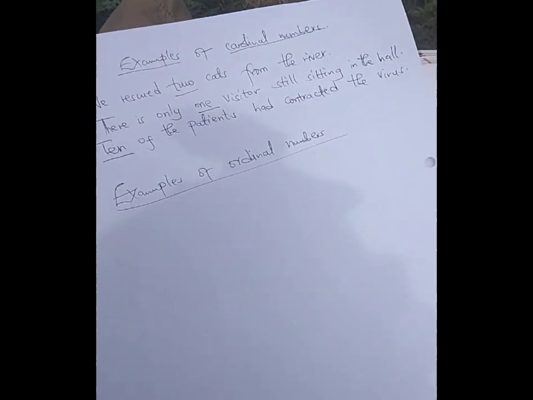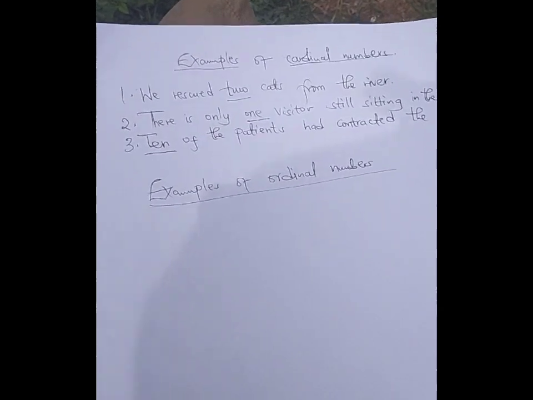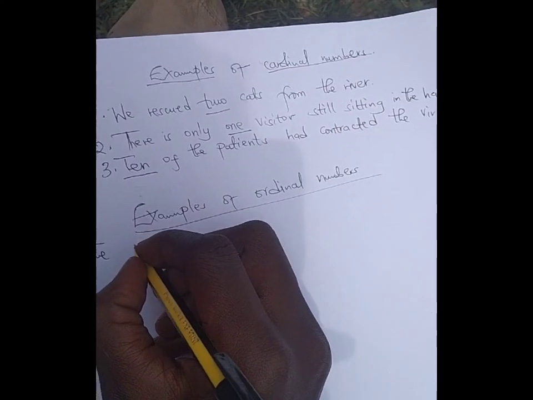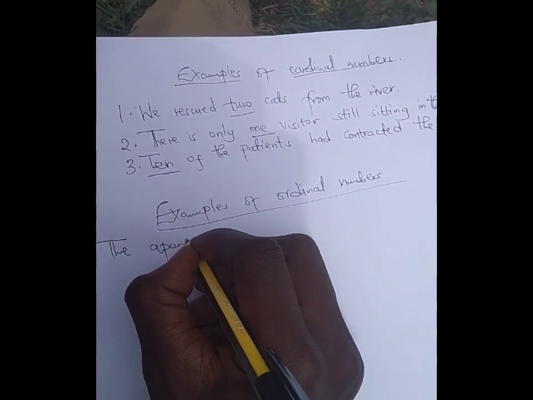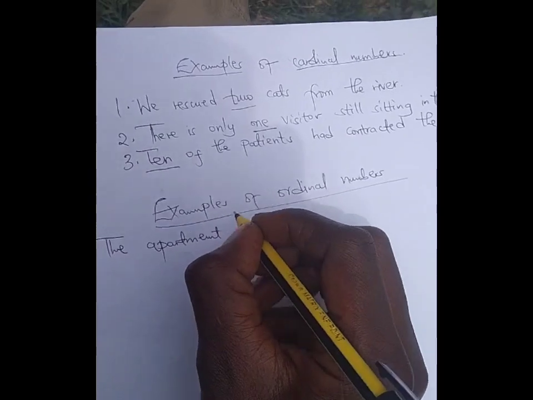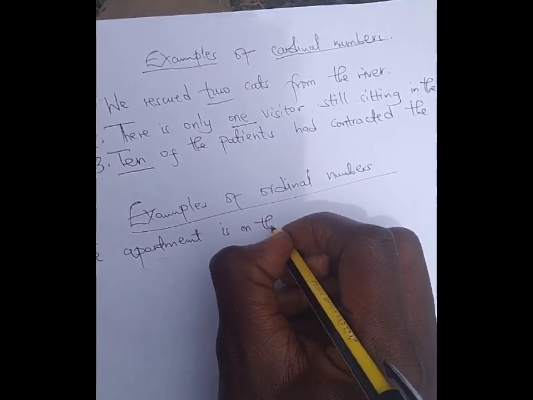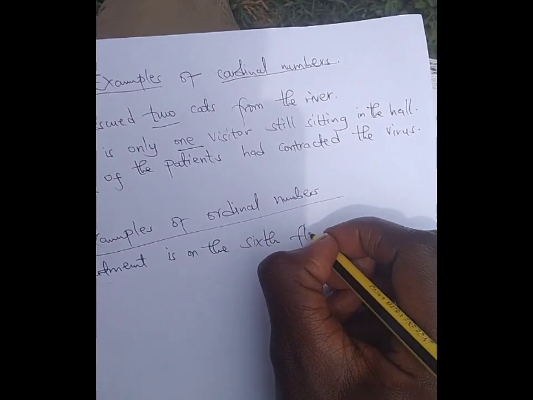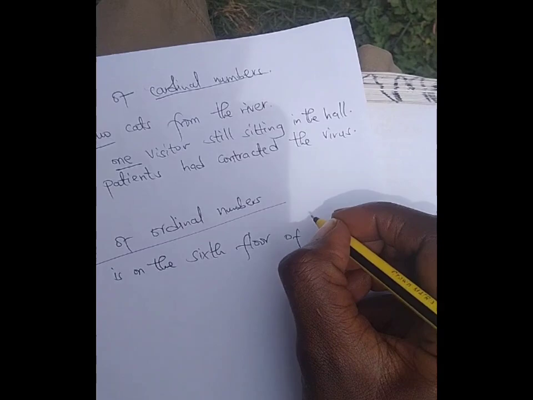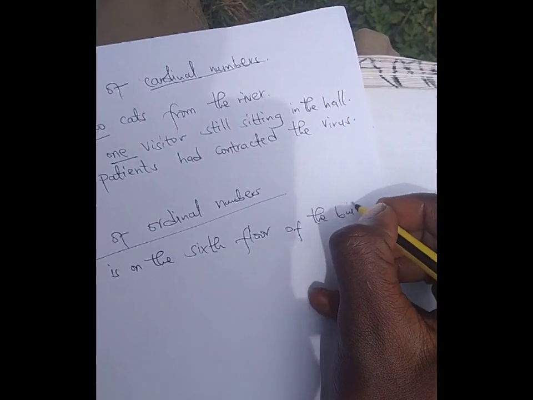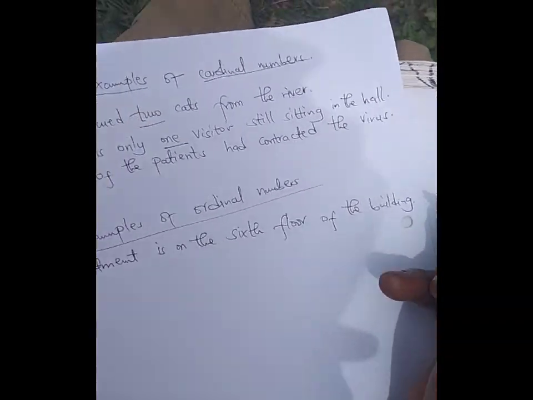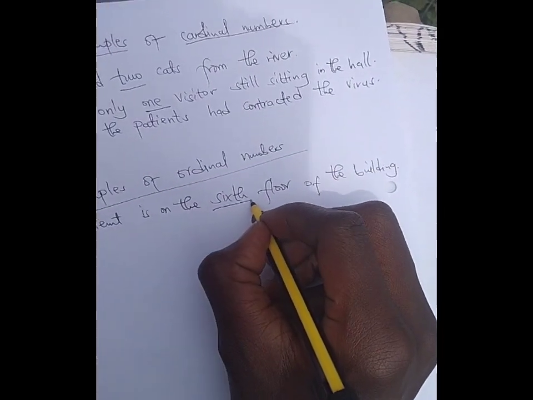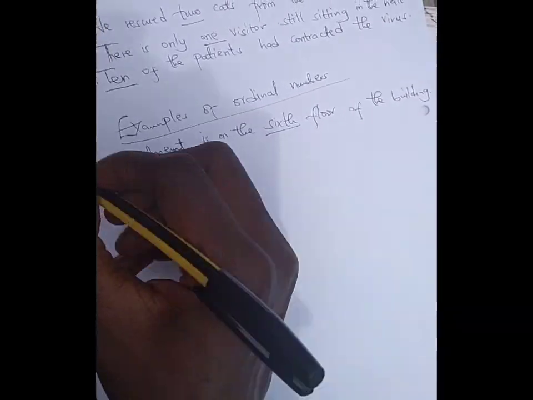The first one will be the first example that I already told you about at the beginning of the video. The apartment is on the 6th floor of the building. So I'll do the same and underline the ordinal number. Take note of the spelling, please.